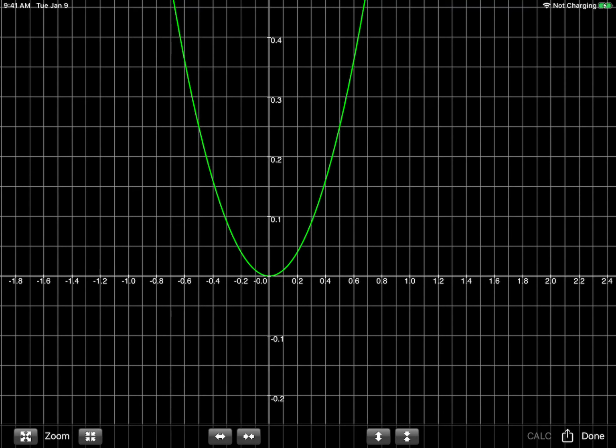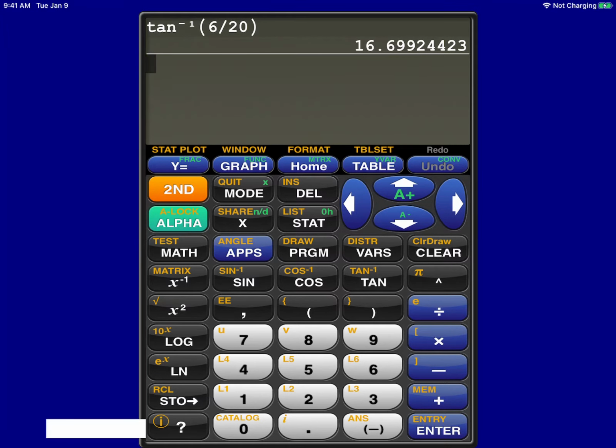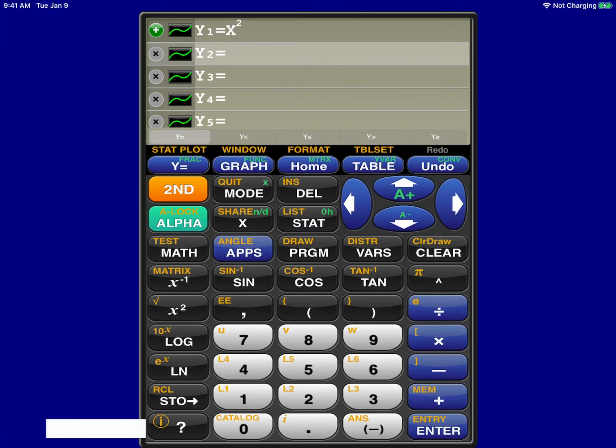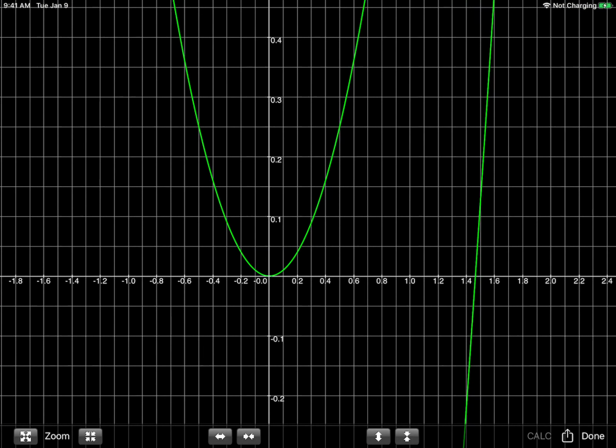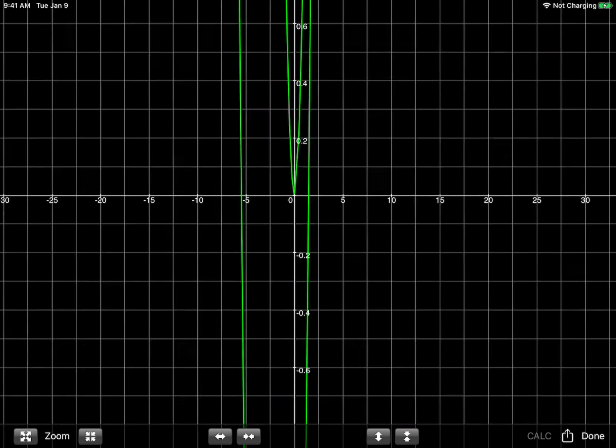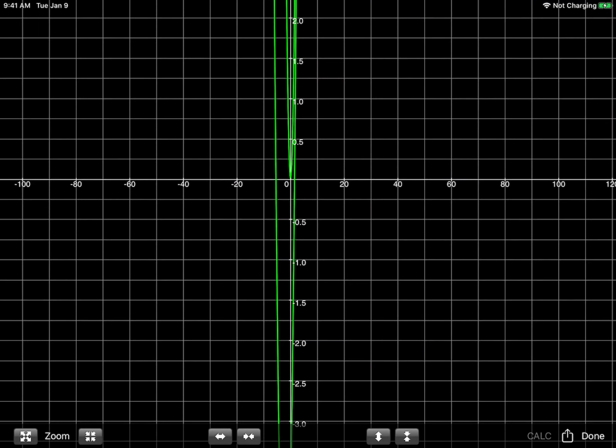But that is the parent graph. So what we're going to do is compare maybe that function with something like 1/2 x squared plus 2x minus 4. And so this is a quadratic. We talked about this already. We can find the vertex and the y-intercept and all that good stuff. So if I hit graph, I can zoom out here.